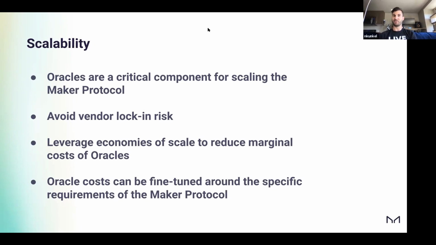And so it really behooves it to have its own Oracle stack so it doesn't end up becoming dependent on an external party that can basically tithe you however much they want because there are no credible alternatives. And so then we get to the next point, which is can we leverage economies of scale to reduce the marginal cost of oracles? And I think the answer there is yes.